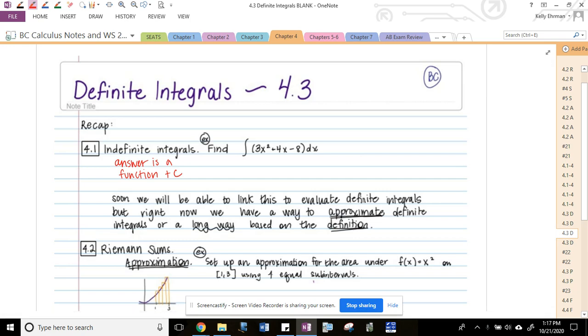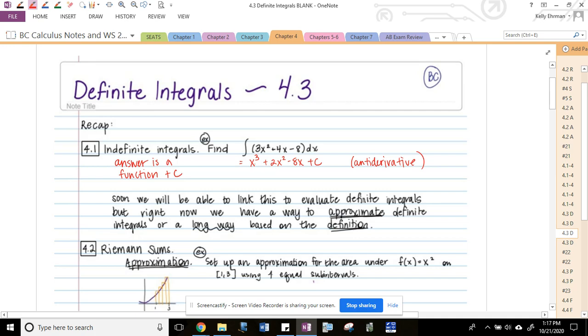And so if I want to find the integral of 3x squared plus 4x minus 8 dx, then I would say this is 3x to the third over 3, so x to the third, plus 4x squared over 2, so plus 2x squared, minus 8x plus c. That's the indefinite integral. It's also known as the antiderivative. And that means that you can check your work.